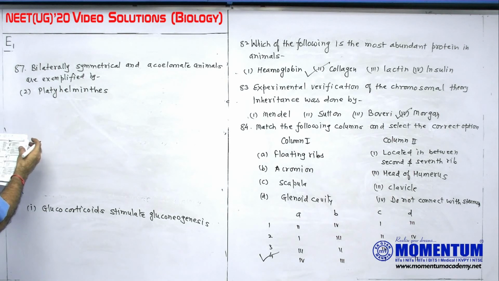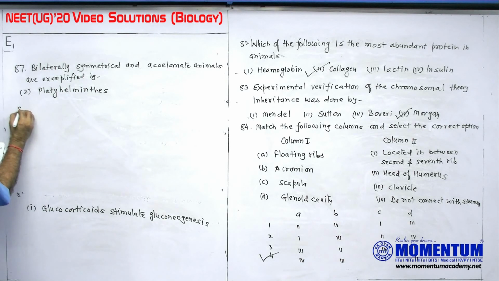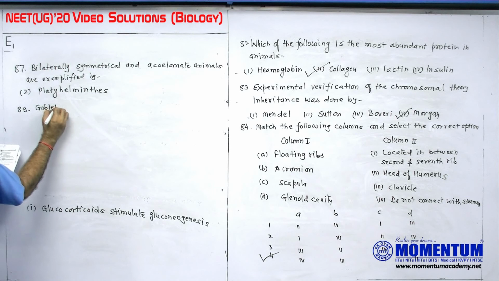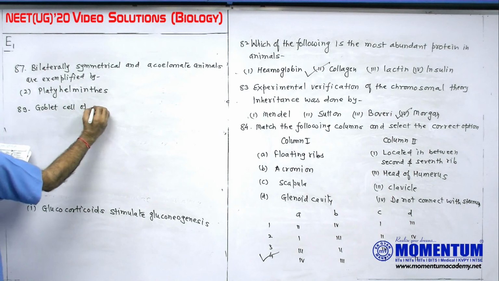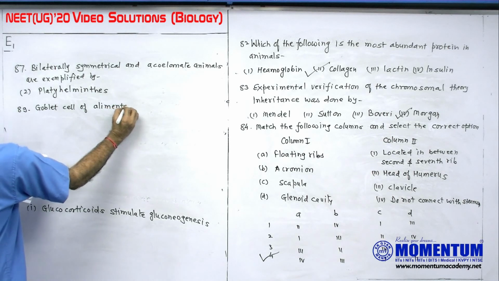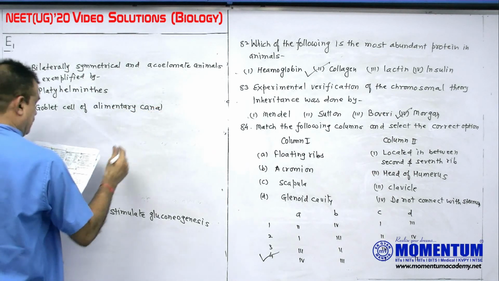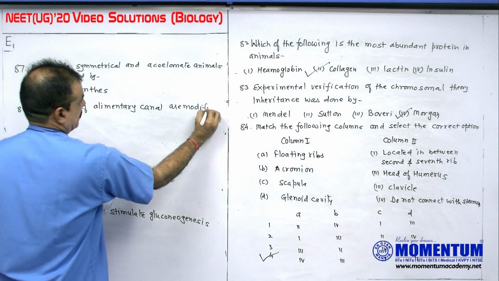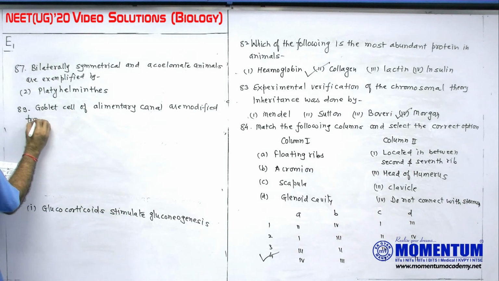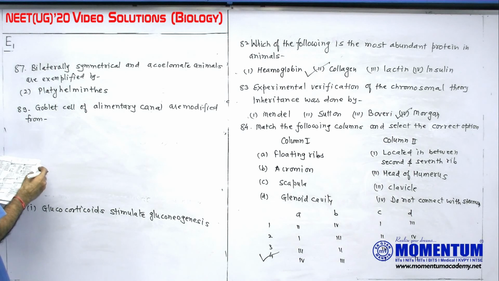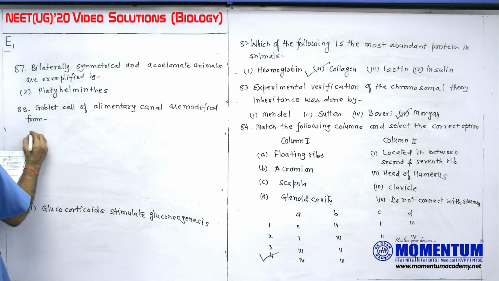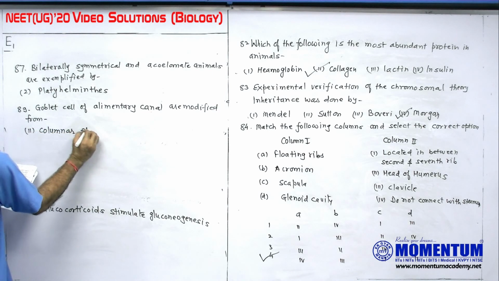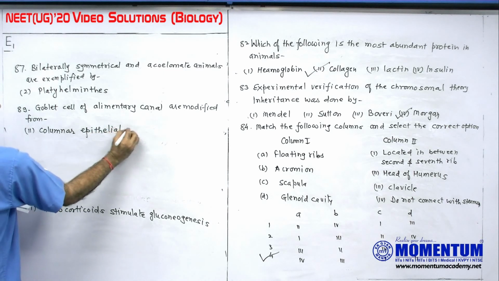Then 89. Goblet cells of the alimentary canal are modified from columnar epithelial cells.